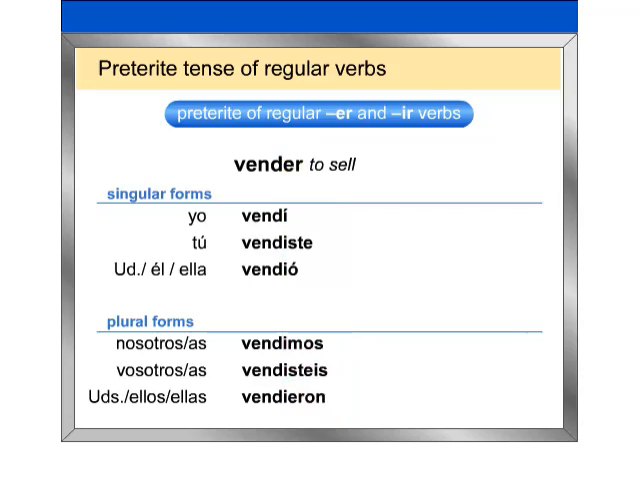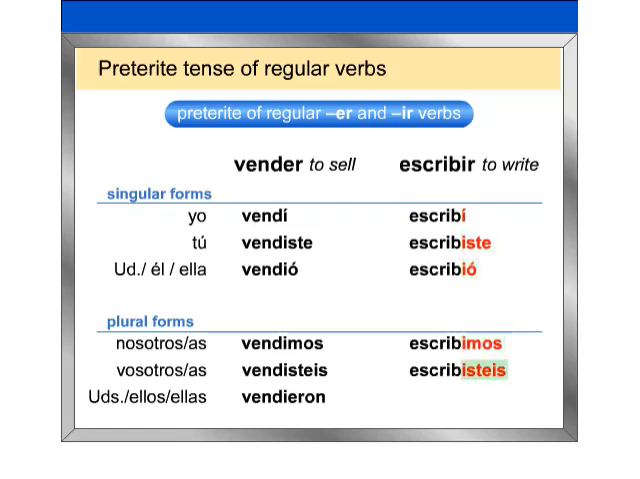Finally, the preterite forms of regular IR verbs. Escribir, escribí, escribiste, escribió, escribimos, escribisteis, escribieron. Now let's compare the preterite endings for the regular ER and IR verbs.